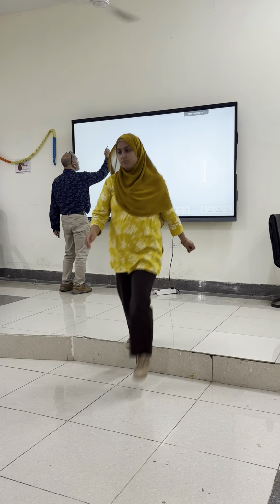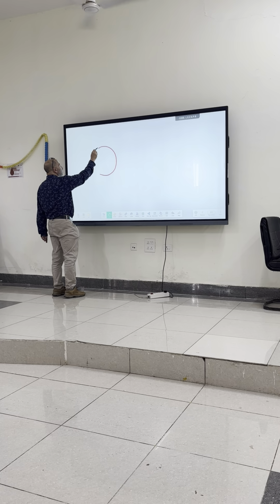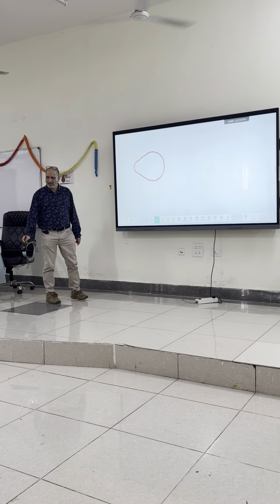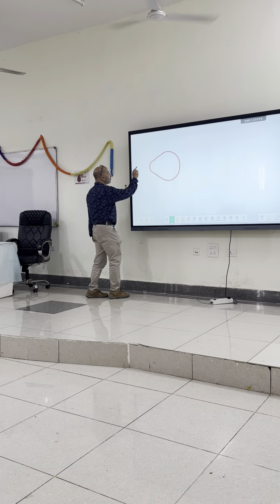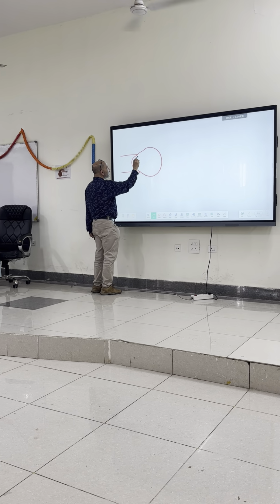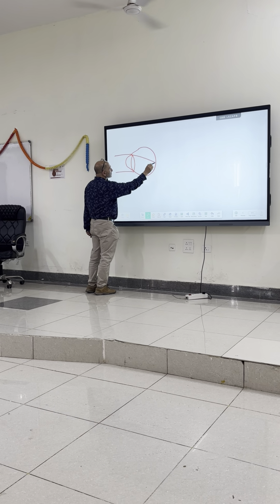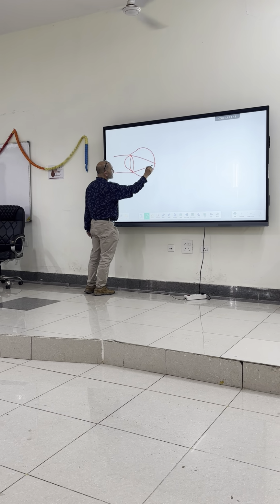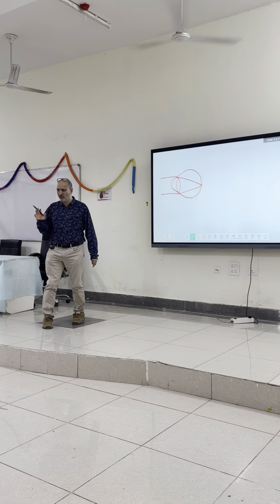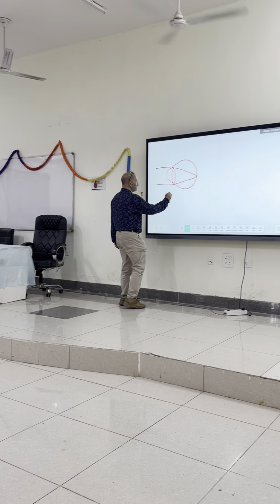Here this is an eye, a normal eye. Here the parallel rays of light pass through the lens and will converge straight on the macula, on the fovea. So this is the normal pattern.